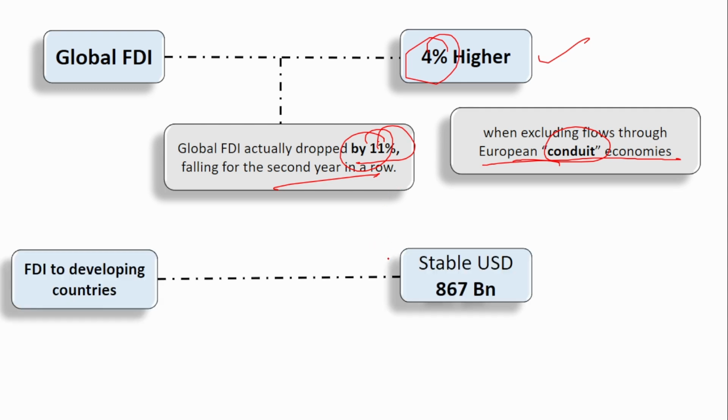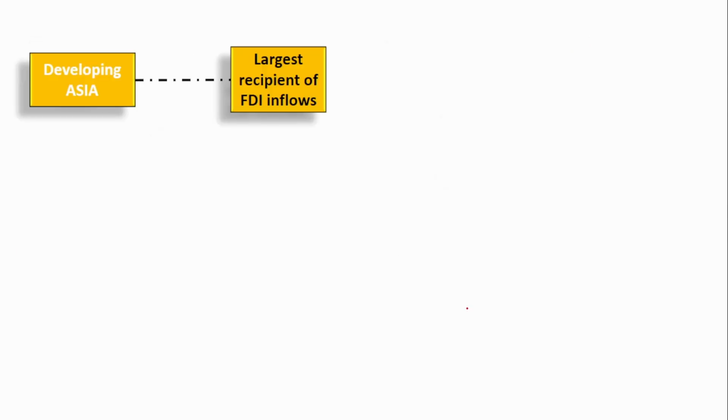Next, FDI to the developing countries, if you see, it has been stable. That is around $867 billion. And developing Asia, if you see, they have been the largest recipient. Okay, this is region-wise. First we saw the country-wise, now the region-wise. So developing Asia, they have received the maximum FDI inflows. Though they have received the maximum FDI inflows, it is slightly lesser than compared to the previous year.